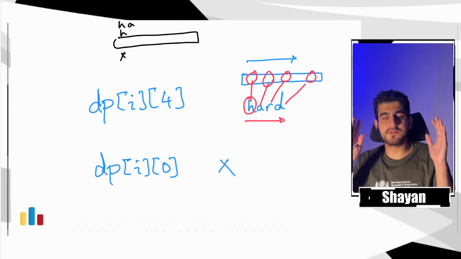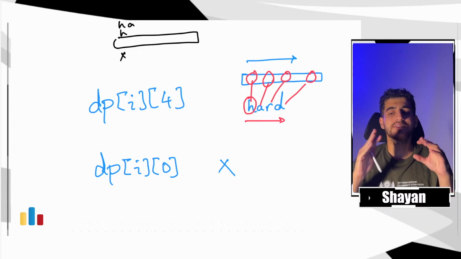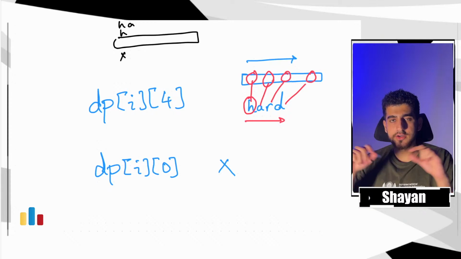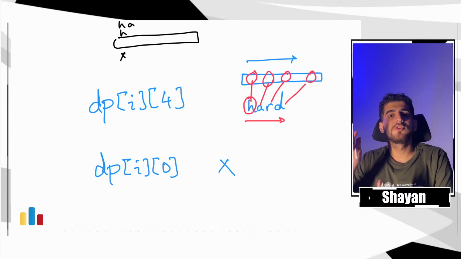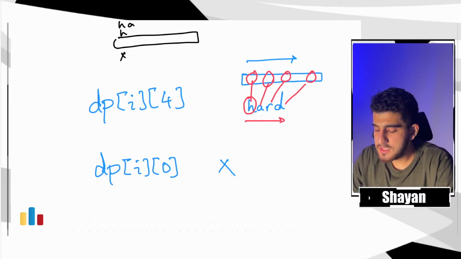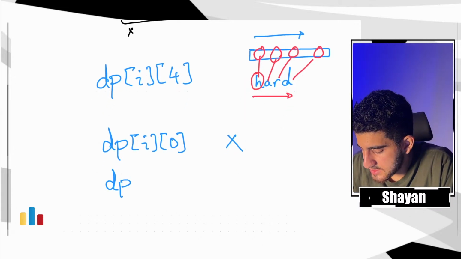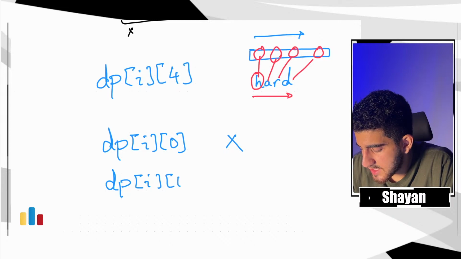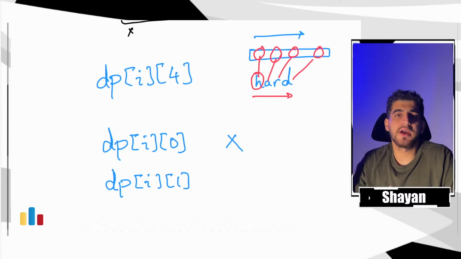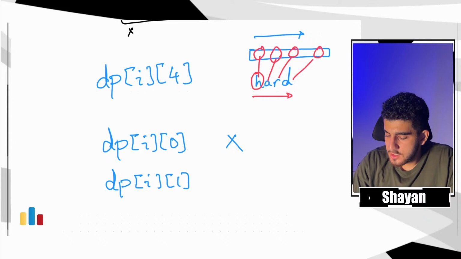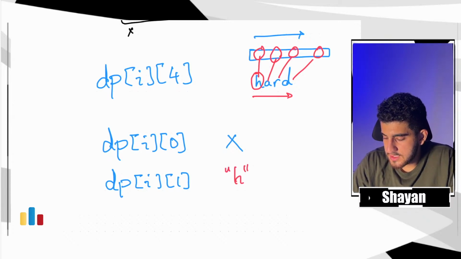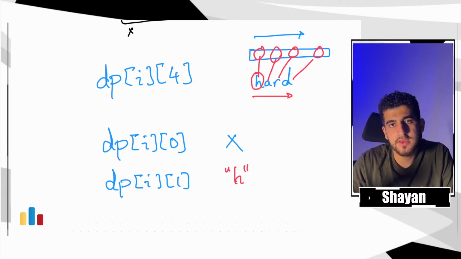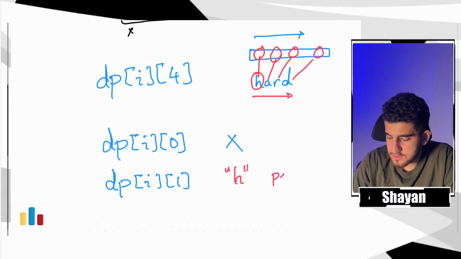So it means that we want to make the first i characters in a way that nothing from hard is matched with any of the characters. Even the first character, H, could not be matched with anything. DP of i and 1 means the minimum cost so that only H can be matched, but A cannot be matched. So H has permission to be matched, but nothing more than that.